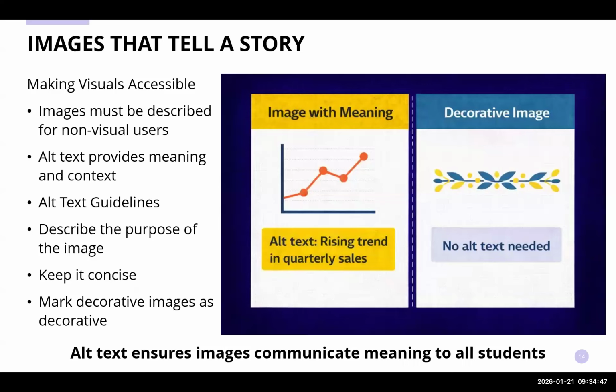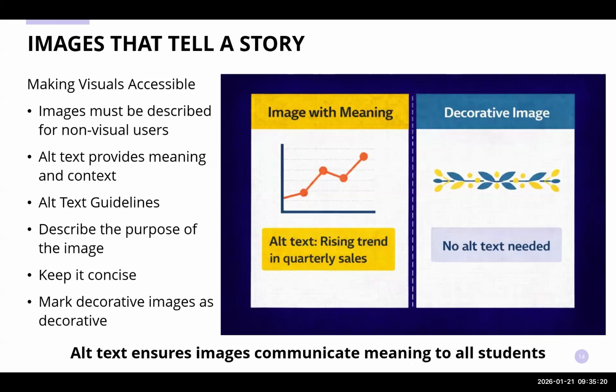Okay, so we have images now and how to make sure they tell a story for everyone. We often add visuals, diagrams in lectures, charts, policy guides, or photos in a newsletter to reinforce a point. Now, for someone who is blind or has low vision, an image without a description is just like a blank space. That is where alternative text comes into the picture.